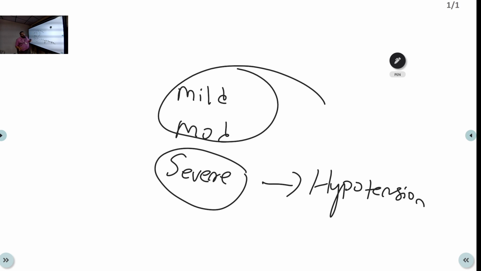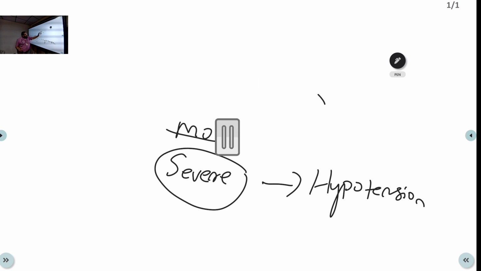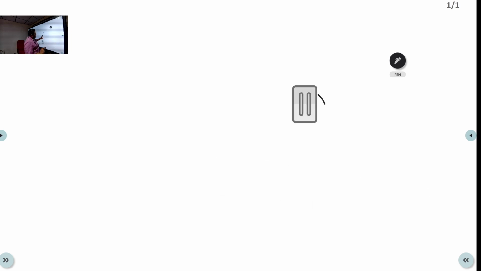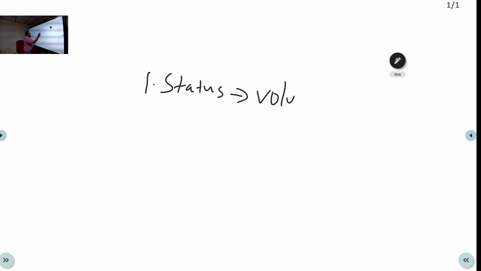So the treatment approach, as I told yesterday, whatever be the type of dehydration, will be simple. There are things you need to remember. One, the status of dehydration, or you can remember it as volume status. What I mean is whether the patient is having hypotension, or normal blood pressure, or just simple dehydration. These are the things I anticipate here.